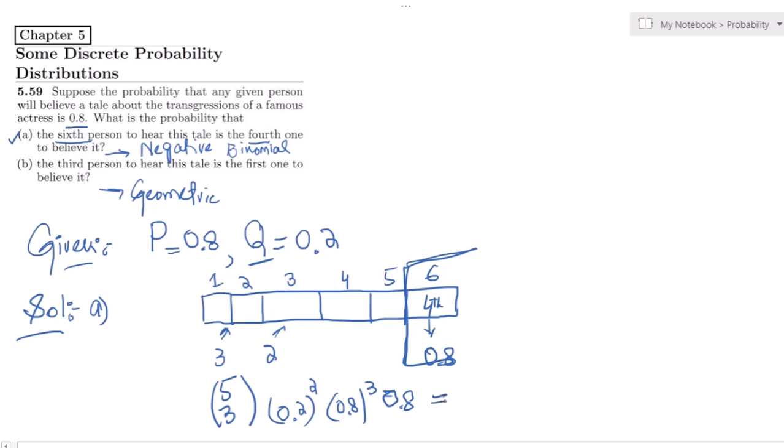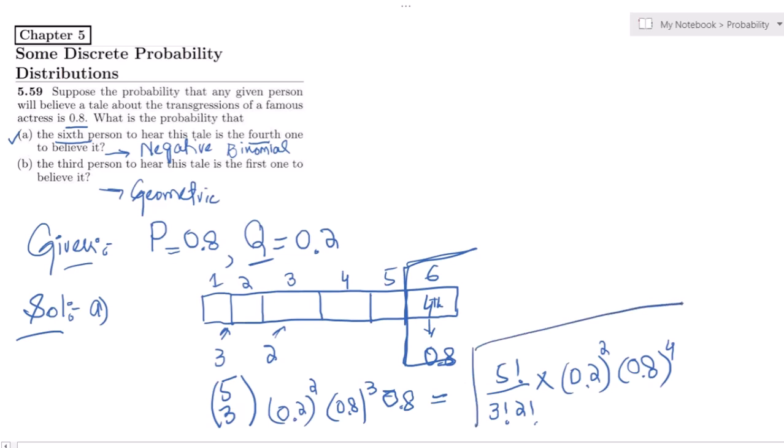Let me make it more concise. It will be 5 factorial divided by 3 factorial multiplied by (5 minus 3) factorial, which is 2 factorial, multiplying it with 0.2 squared, and also this one, which is 0.8 raised to the power 4. So this is the solution of part A of my question. So you have understood that this is the negative binomial distribution.